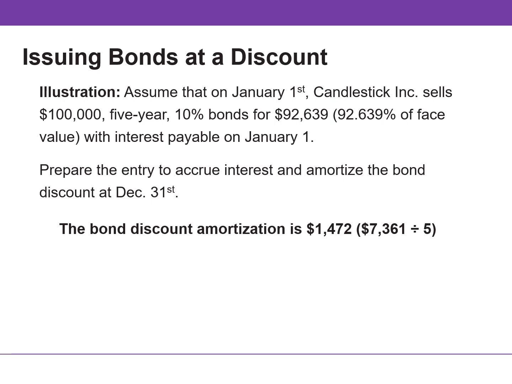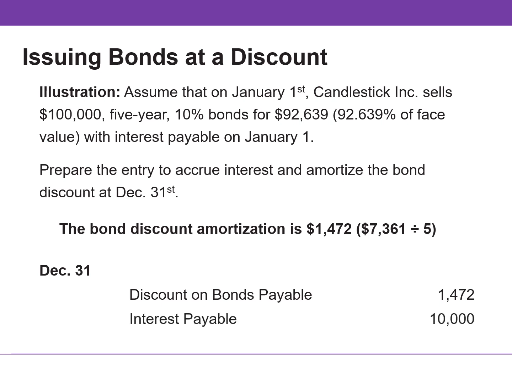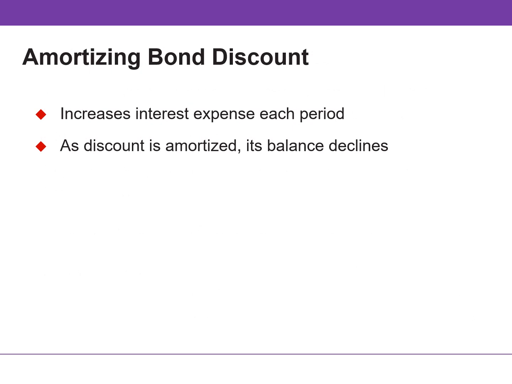The journal entry on December 31st results in a credit to discount on bonds payable for $1,472, as well as a credit to interest payable for $10,000. The debit is to interest expense, which is the sum of $10,000 plus $1,472. The amortization of bond discount increases interest expense each period.